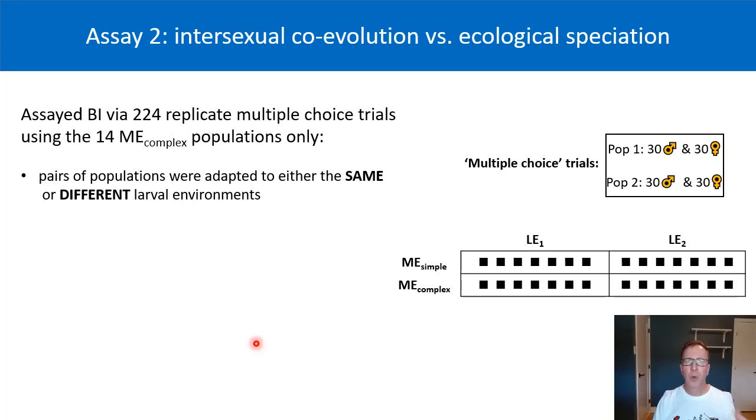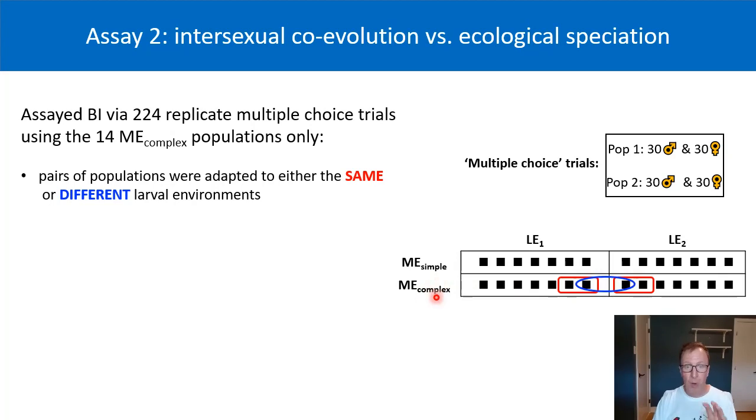So our second assay was designed to test between these two possibilities. We conducted 224 additional multiple choice mating trials of the same design as in the first assay, but we focused only on the complex populations. So both populations in each pair came from the complex environment, and half the time they were from the same larval environment, either larval environment 1 or larval environment 2, and the other half of the time they were from different larval environments. So if behavioral isolation was evolving due to a process of intersexual coevolution, we'd expect it in all types of these comparisons. Whereas if behavioral isolation was evolving as a byproduct of adaptation to the larval environments, then we'd expect it only in the blue comparisons.